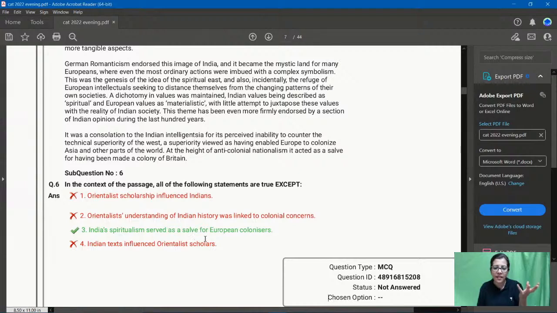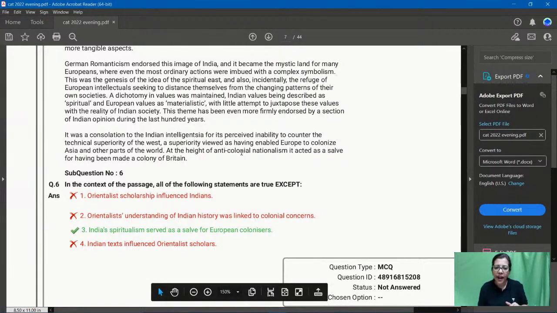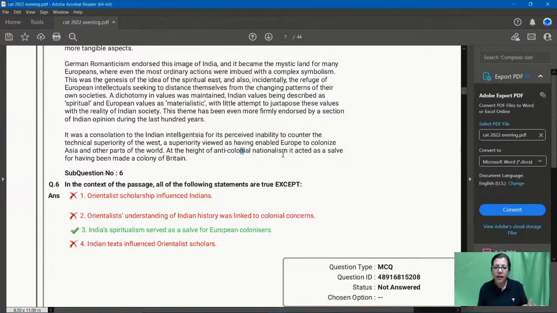India's spiritualism served as a salve. Oh, the attractive word technique, the attractive word trap is being applied here. Go to the last sentence and see. At the height of anti-colonialism, colonial nationalism, who was acting anti-colonial? Indians. It acted as a salve for having been made a colony of Britain. So whatever this reading or study was, it came as a balm in this era when Indians were suffering from this feeling, this anti-colonial aggression.